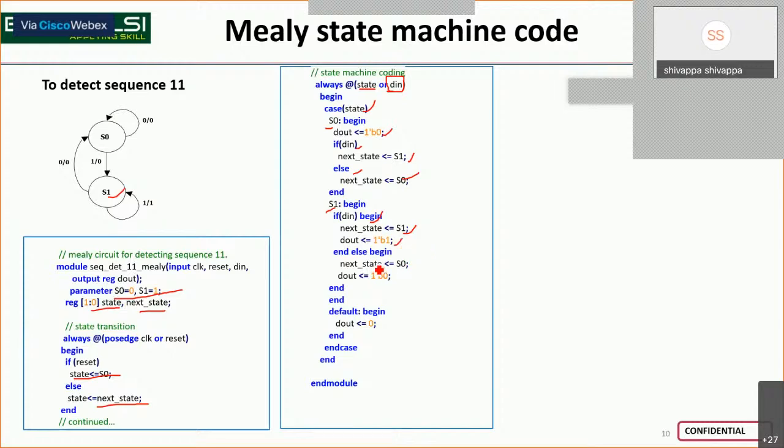Okay, and then else go to S. Okay. So that is, there are only 2 states for the Mealy, and then this is the default case.